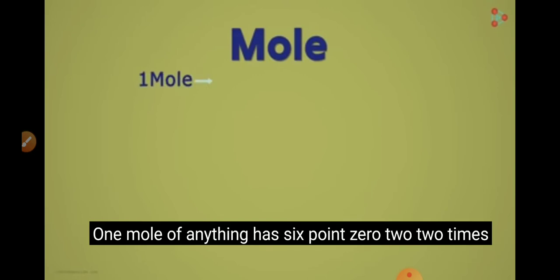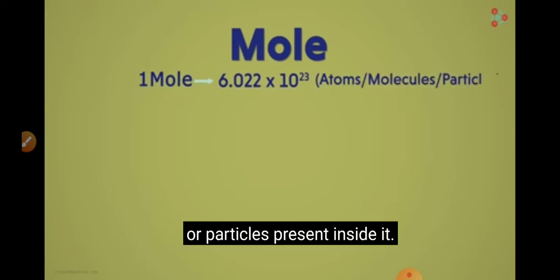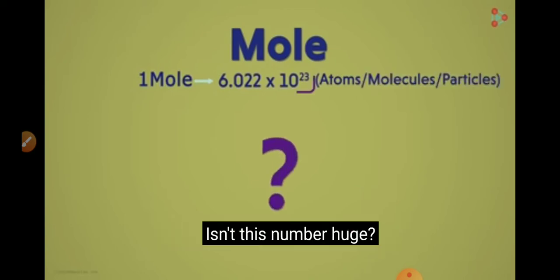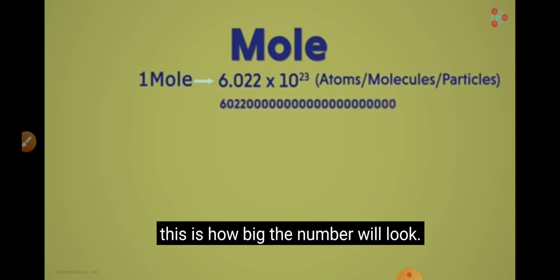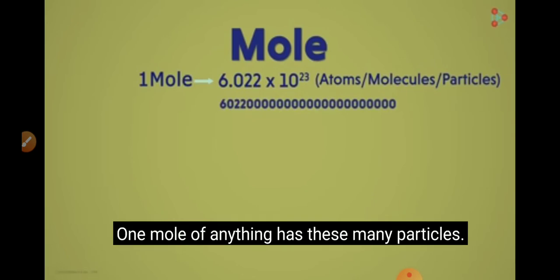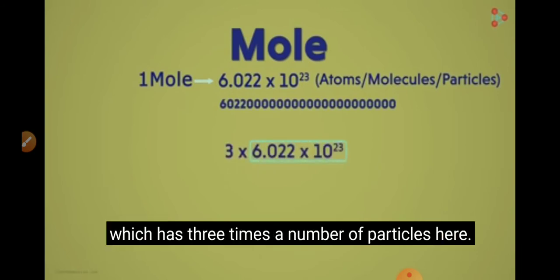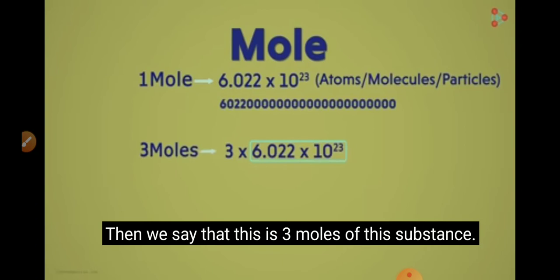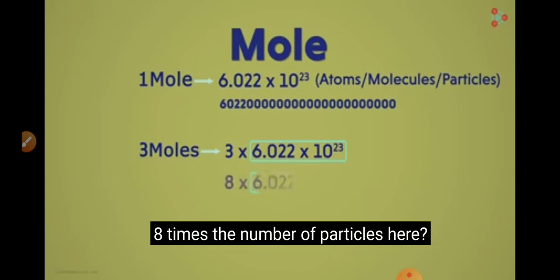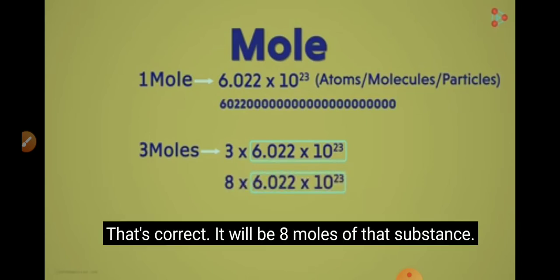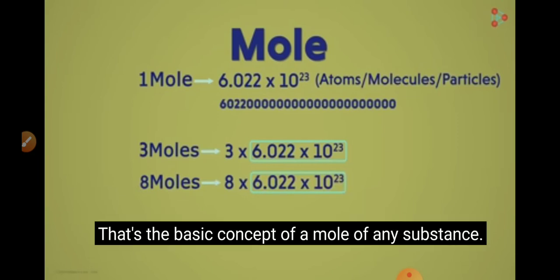What does it mean? It's very easy. 1 mole of anything has 6.022 times 10 raised to 23 atoms or molecules or particles present inside it. Isn't this number huge? If I have to write down the zeros, this is how big the number will look. 1 mole of anything has these many particles. Now let's say we take a substance which has 3 times the number of particles here. Then we say that this is 3 moles of this substance. And what if we have a substance which has 8 times the number of particles here? That's correct. It will be 8 moles of that substance. That's the basic concept of a mole of any substance.